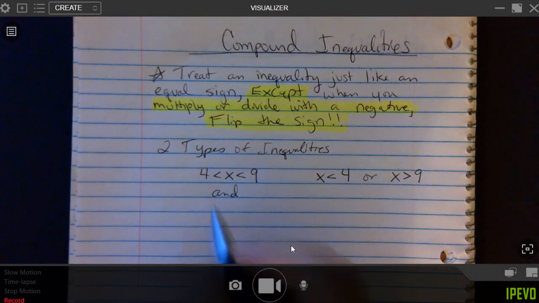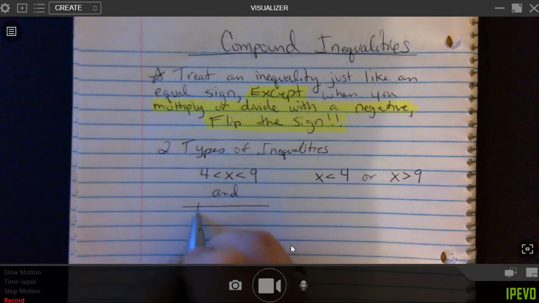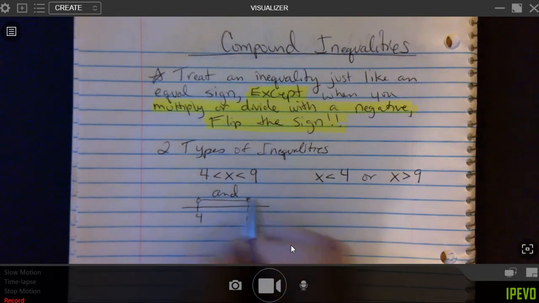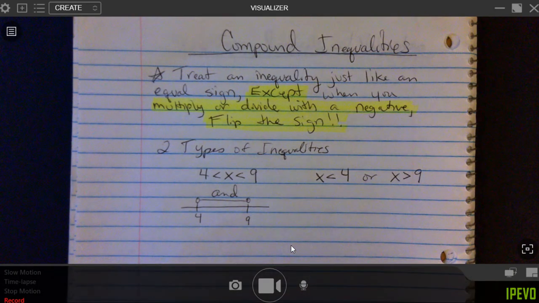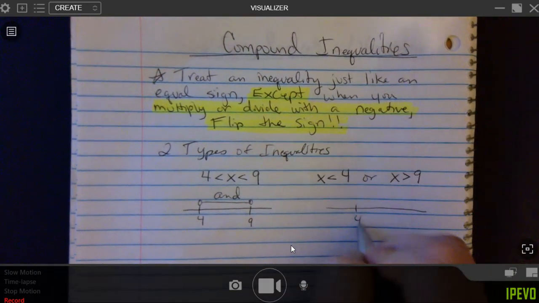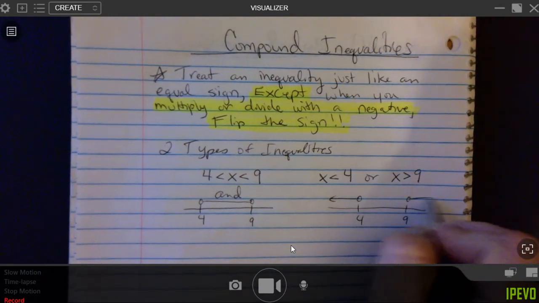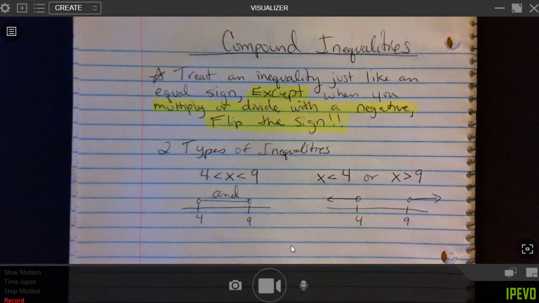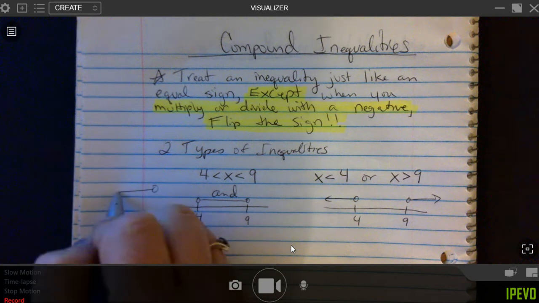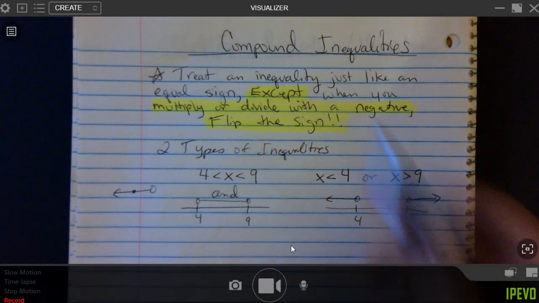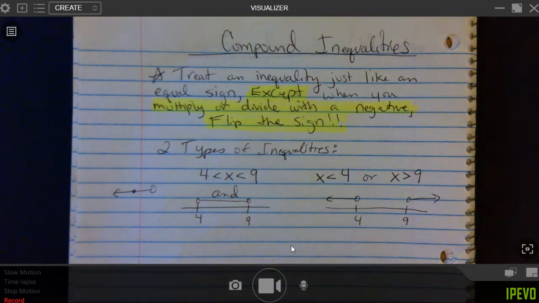With each type, when you're graphing this type on the number line, you'd have the 4 and the 9, open circle, and the x is in between the two. With this type, you have the 4, open circle, going that way, and 9, open circle, going this way. And again, I'm generalizing. There are problems out there where they can overlap, and they kind of do some crazy things. But in general, these are the two types you're going to see. So we're going to approach how to solve these two types.